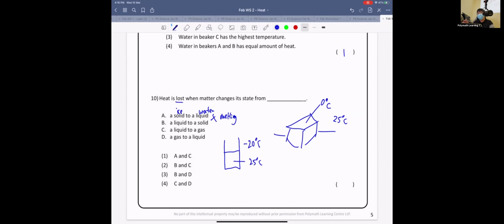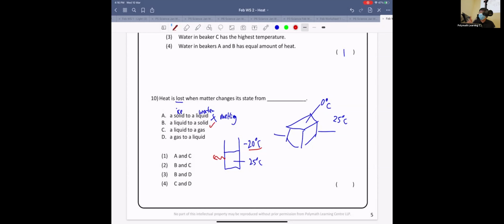Heat flows from a hotter region to a cooler region. Which one is hotter? Is the negative 20 degrees Celsius air hotter, or the water inside the cup? The water inside the cup is hotter. So heat flows from a hotter object to a cooler object. So does the water lose or gain heat? Lose heat, and therefore it freezes. So freezing requires heat loss or heat gain? Heat loss.